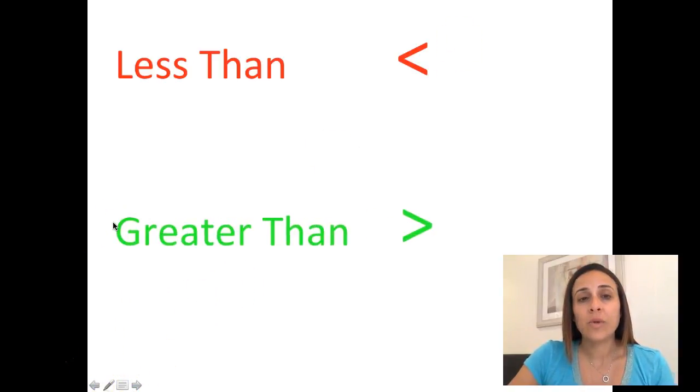And the next symbol is greater than. Again, this reminds me of a G because it goes in the same direction as the tail.